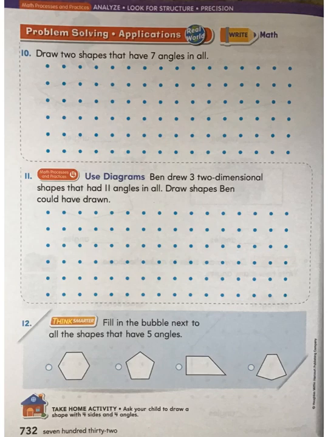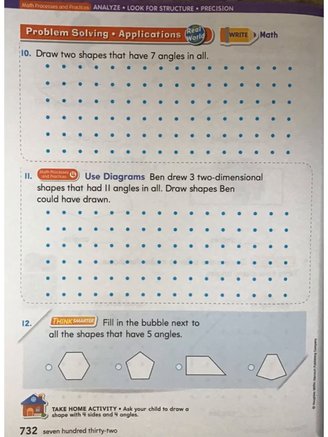For page 732, you have 3 problems to complete. For number 10, you have to draw 2 shapes that when you count up all their angles, they equal 7. For number 11, you have to draw 3 shapes that when you count up all their angles equals 11. And for number 12, color in the bubble next to the shape that has 5 angles.